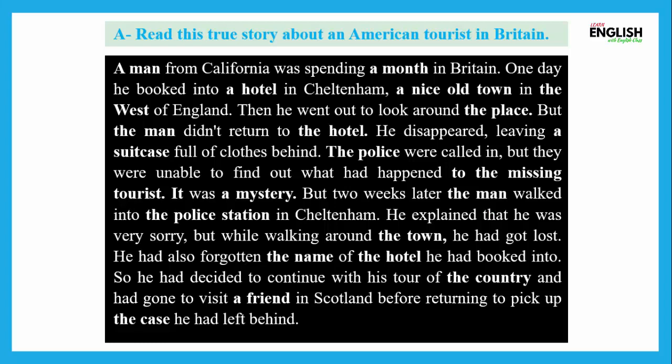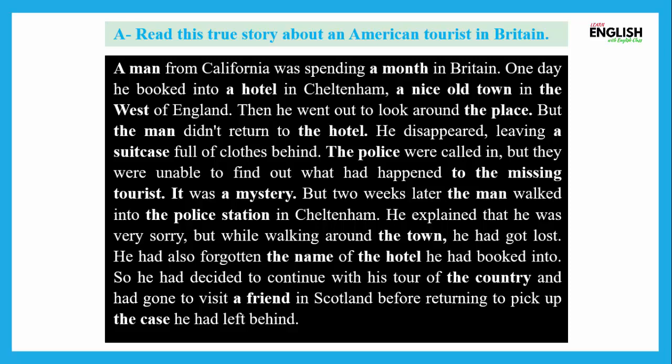Read this true story about an American tourist in Britain. Let's read together. A man from California was spending a month in Britain. One day he booked into a hotel in Cheltenham, a nice old town in the west of England. Then he went out to look around the place, but the man didn't return to the hotel. He disappeared, leaving a suitcase full of clothes behind.